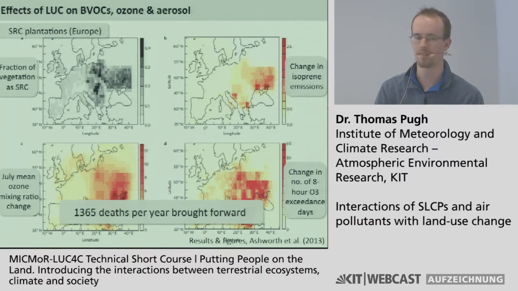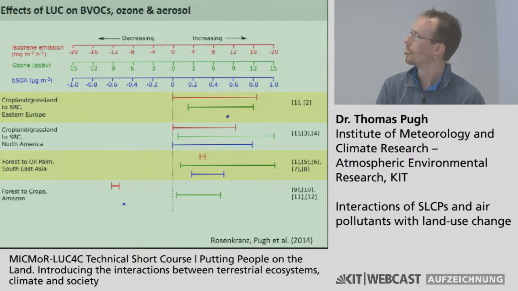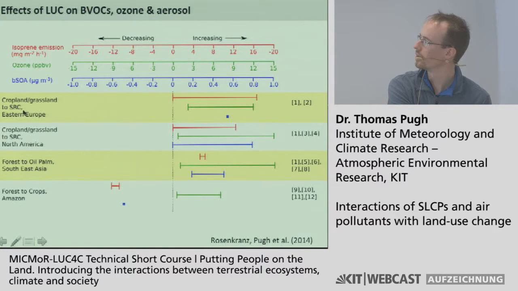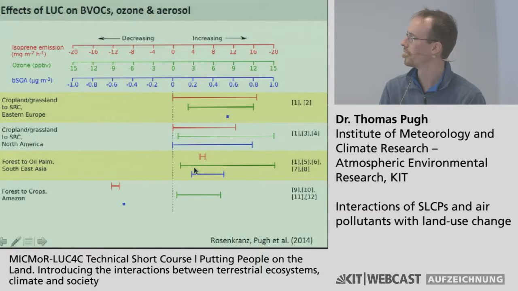And what Kirsty calculated was that about 1,400 deaths per year would be brought forward because of this change in ozone mixing ratios, based on results from epidemiological studies. And so this plot here is really just summarizing these effects for these different conversions. So the crop to grassland conversion to short rotation coppice, you increase the emissions, you increase the ozone, you increase the aerosol also.